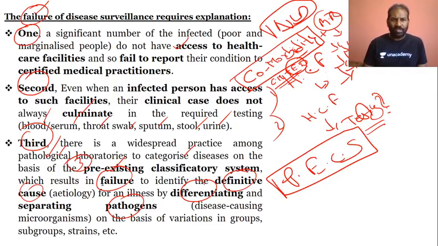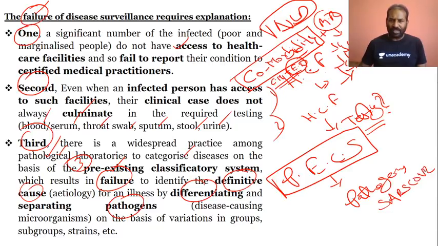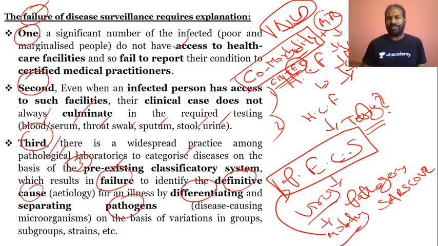The laboratories go ahead based on the pre-existing classificatory system, which is a failure to identify the exact cause of an illness, because of the pathogens we are talking about. If we are talking about SARS-CoV-2, this is the first time, but even if not SARS-CoV-2, various viruses are mutating. Because they are mutating, we cannot depend on the pre-existing classificatory system of the pathological laboratory. So those are the failures: 1, 2, 3, we have looked at them.